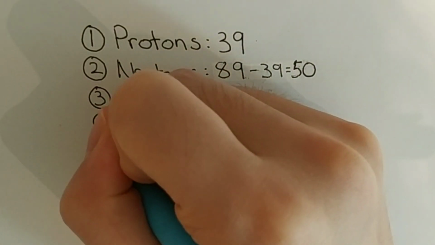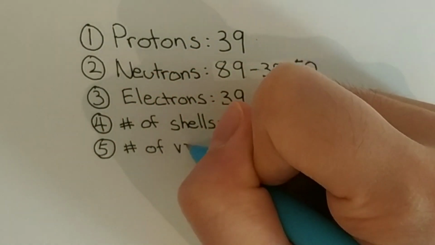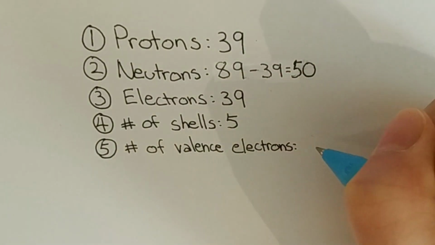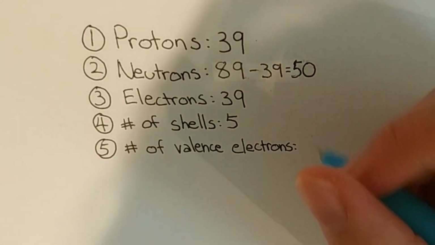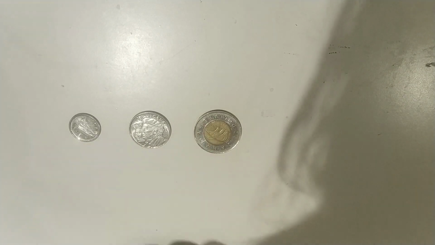It is not required, but we can also find the number of valence electrons there are in the valence shell. The family number of the element is the number of valence electrons there are. If we count from the periodic table, yttrium has 3 valence electrons. Once we know these numbers, we can start drawing our Bohr diagrams.